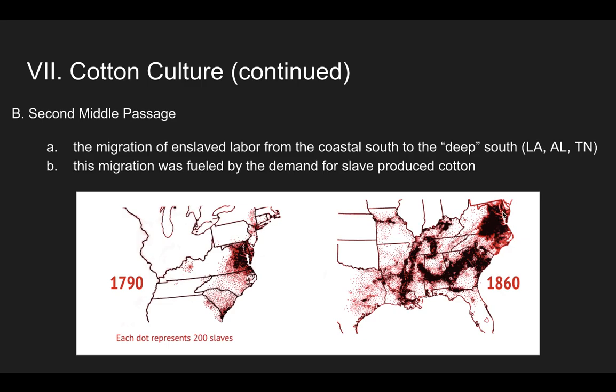And a lot of that enslaved labor is now moving out of this coastal South, which is where my cursor is, into the deep South, which is where this belt runs all the way here through Louisiana. And this is where cotton is being grown.